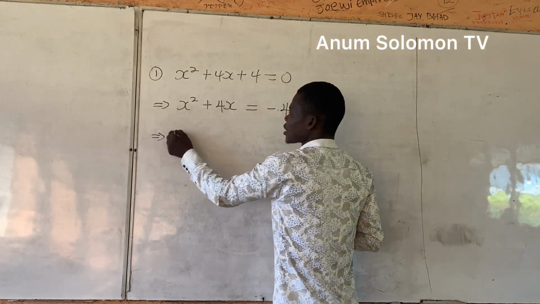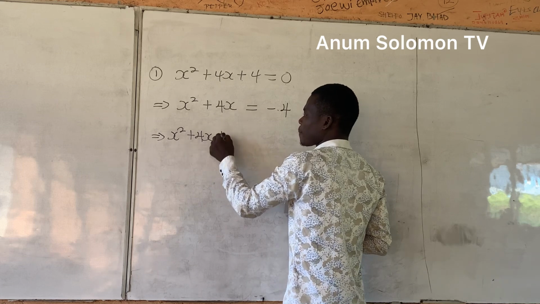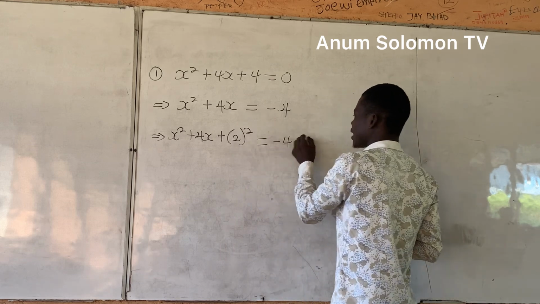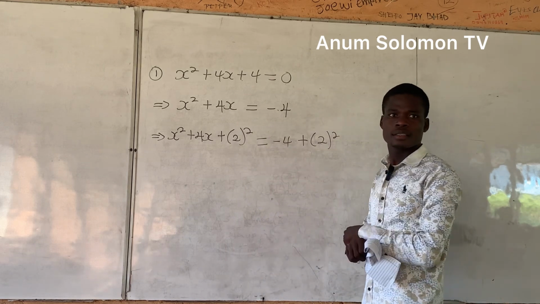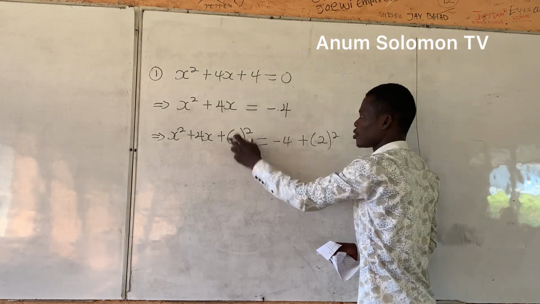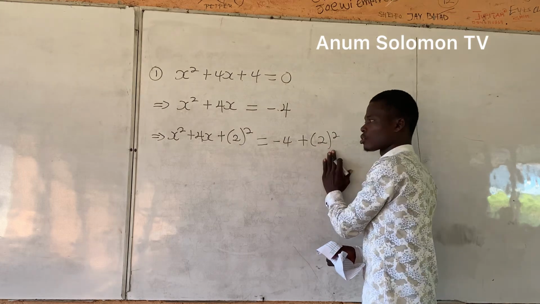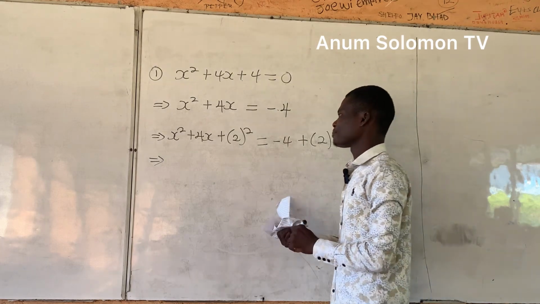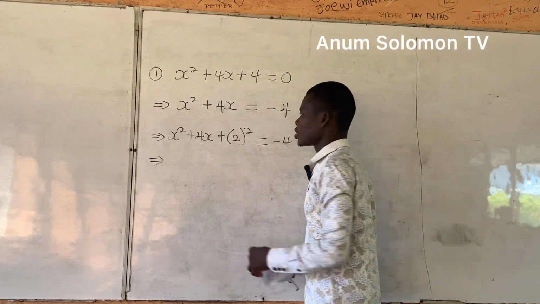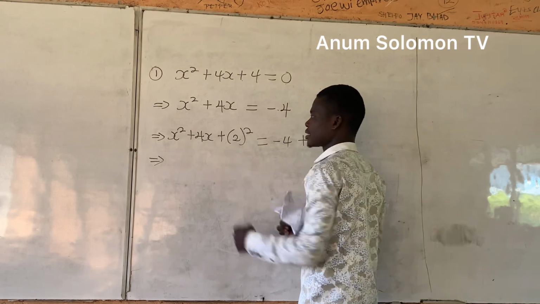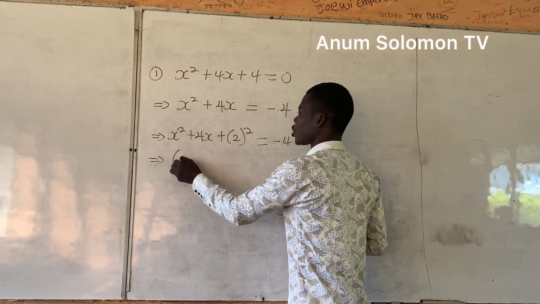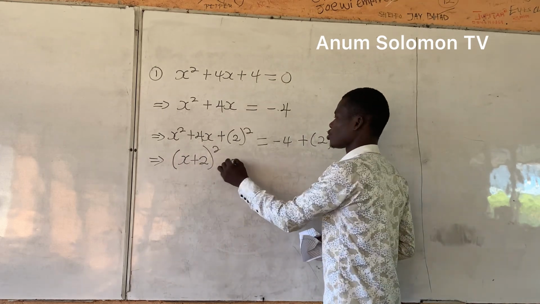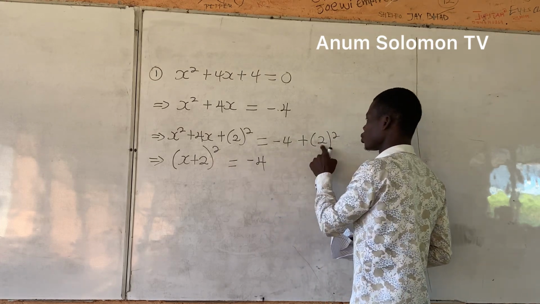So we have x squared plus 4x plus the half of 4, which is 2, squared, added to both sides like this. This is the half of the 4. You square it, add to the left and to the right. After that, you form the perfect square on the left hand side. Let's check the terms which carry the squares: that's the x and the positive 2. They form the perfect square, (x plus 2) squared, which is equal to negative 4 plus 2 squared.